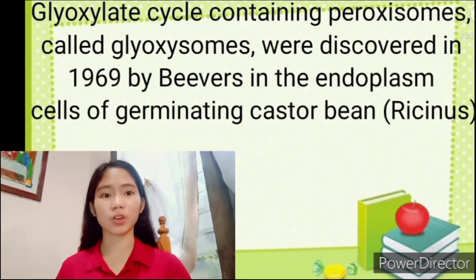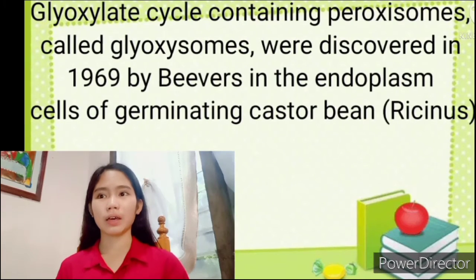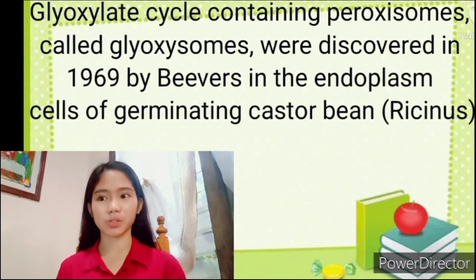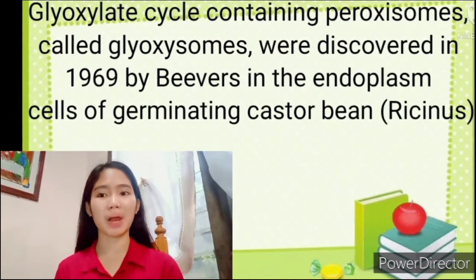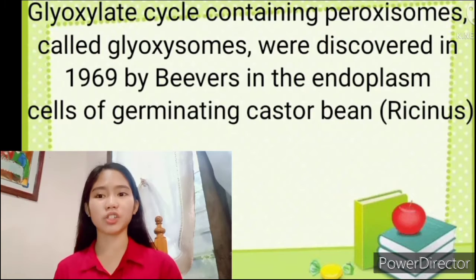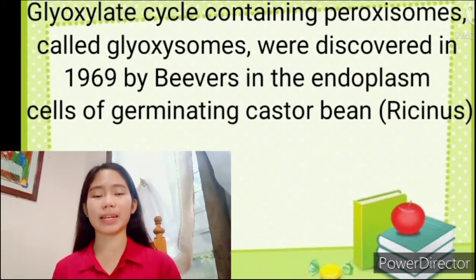Glyoxylate cycle containing peroxisomes are called glyoxysomes. They were discovered in 1969 by Beevers in the endosperm cells of germinating castor bean seeds.